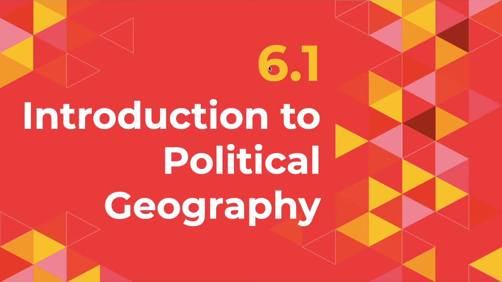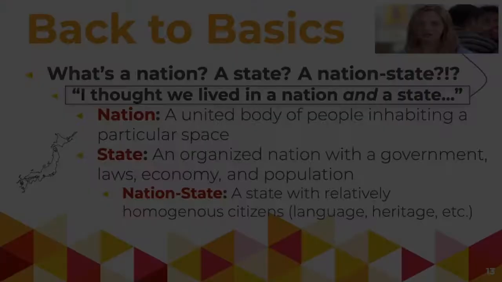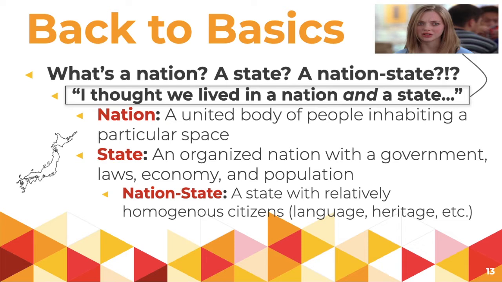All right, 6.1, Introduction to Political Geography. In political geography, first and foremost, we have to differentiate between a nation and a state. A nation is a body of people who are relatively homogeneous in their culture, in their beliefs, in their behaviors. A united nation of people. It doesn't necessarily mean that they are an official country. That's what a state is. A state is an organized nation with a government, laws, an economy, and a stable population.